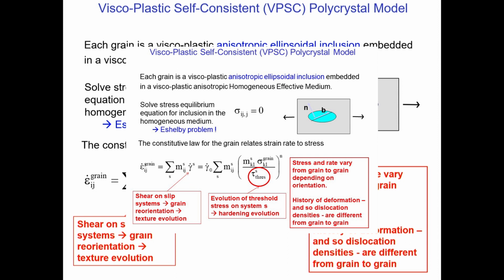So shear rate on slip systems, stress and strain rate vary from grain to grain, history of the deformation, and so dislocation densities are going to be different from grain to grain. So now every grain, depending on its orientation, is going to have a different dislocation density, and this is going to be evolving with the dislocation evolution.